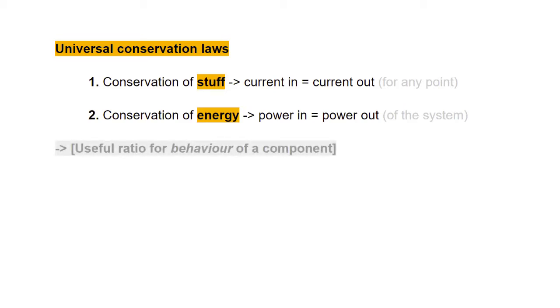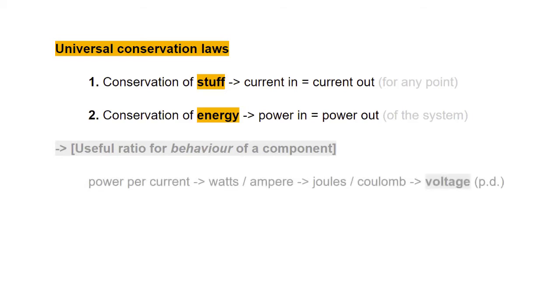So there's a useful ratio for the behavior of a component that doesn't actually add anything, and that's where we get this idea of voltage. And this just says, well, we know there's a conservation law to do with energy, that tells us power, and there's a conservation law to do with stuff, that tells us current.